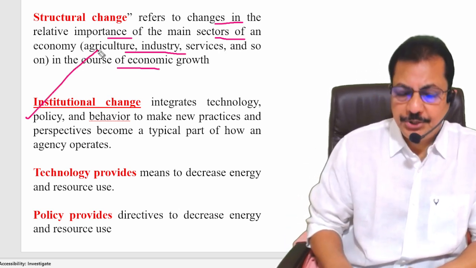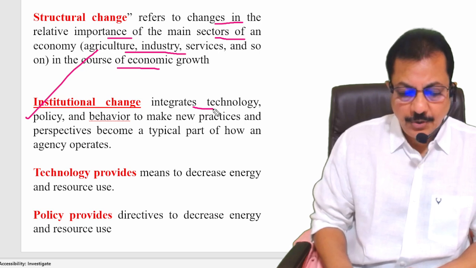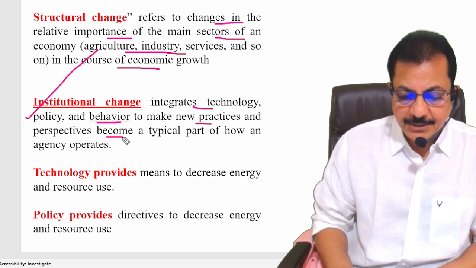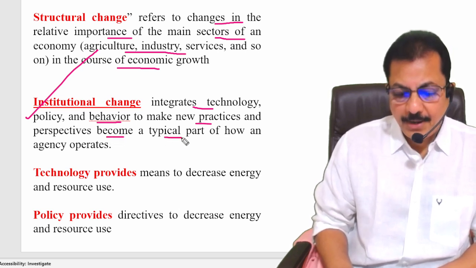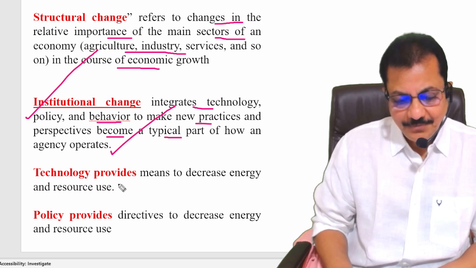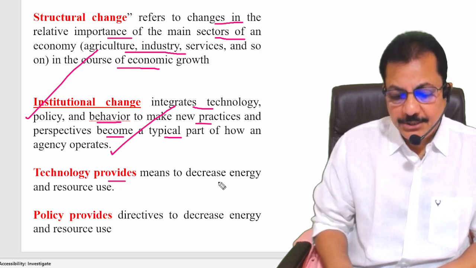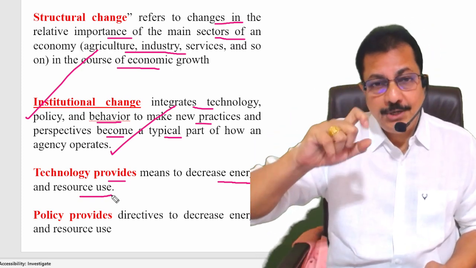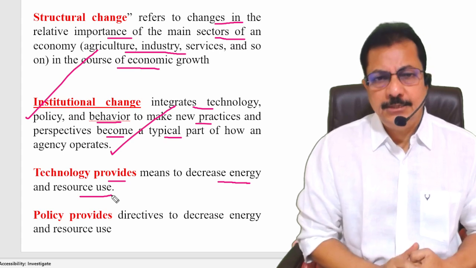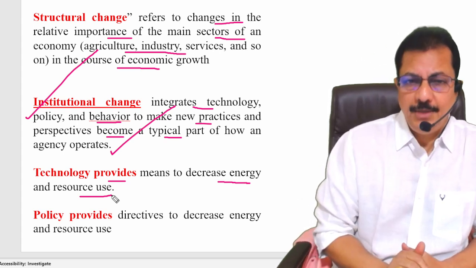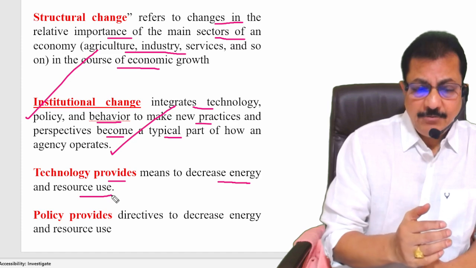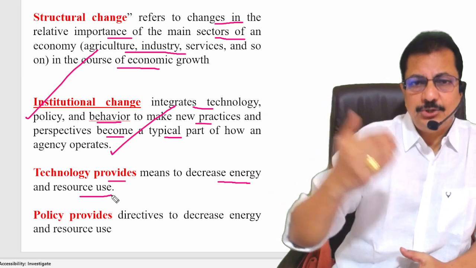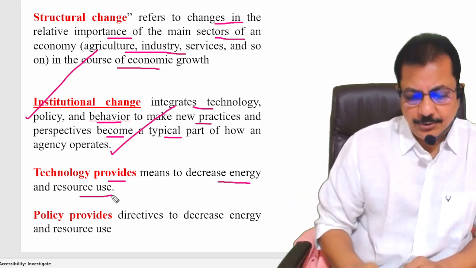Similarly, when it comes to institutional change, it integrates technology, policy and behavior to make new practices and perspectives to become a typical part of how an agency operates. Technology provides means to decrease energy and resource use. Use little resources and give more productivity. This is how exactly the technology will be helpful. Clear? And that is the reason why the mechanization in agriculture is also supported. Mechanization in the industries is also supported, and that is the beauty of the technology.